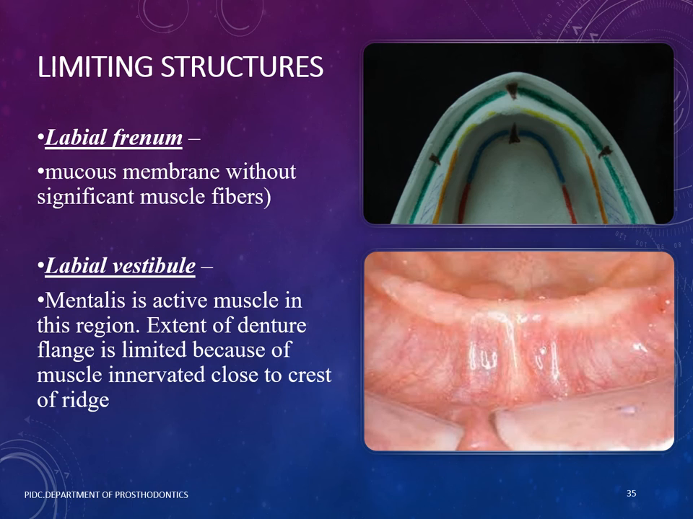Next, coming to your limiting structures. As I mentioned, they are the borders up to where your denture can be extended without interfering with the normal functional movements. Here you can see that your labial frenum is present, so this area has to be relieved in your denture. Then in the labial vestibule, that is where your denture can be extended till. In this region, usually the mentalis muscle is active, and the extent of the denture is limited because of the muscle. As the bone begins to resorb, the mentalis muscle tends to come over the crest of the bone, so that area also has to be taken into note.